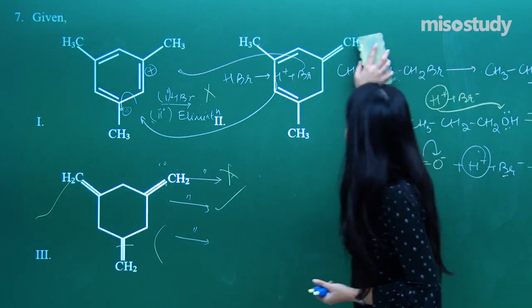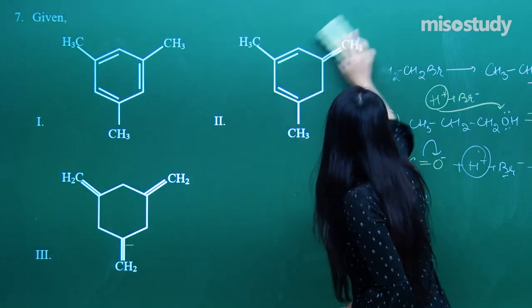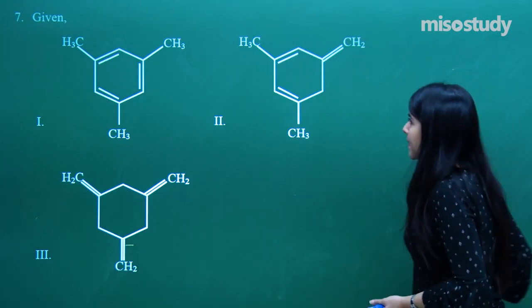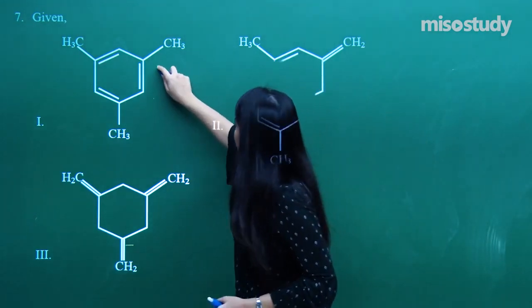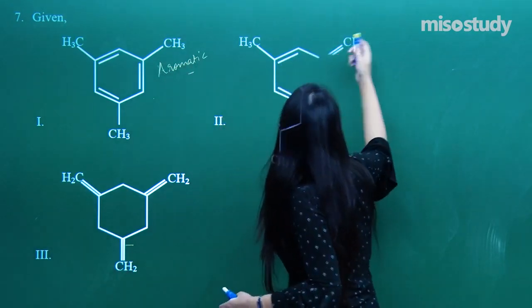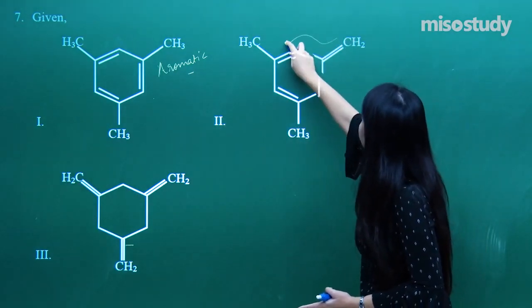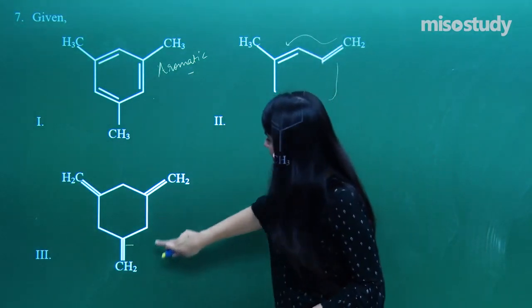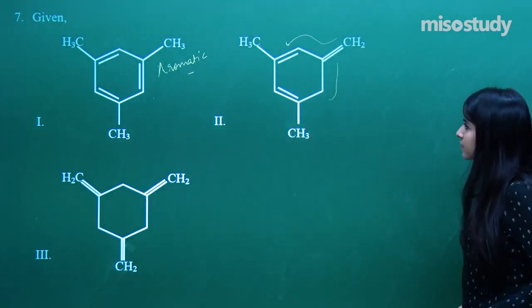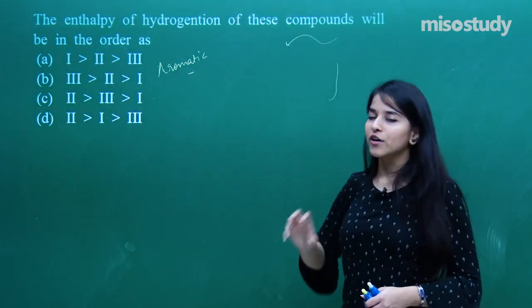What do we have? Here 3 compounds have been given, so just quickly observe the compounds. First is fully aromatic, if you see, that is aromatic. Here I have got again some kind of resonance stabilization, but to this side, not from this side. And if you see, there is no such kind of resonance stabilization. So these are the 3 compounds given. I need the enthalpy of hydrogenation of the compounds in the order.